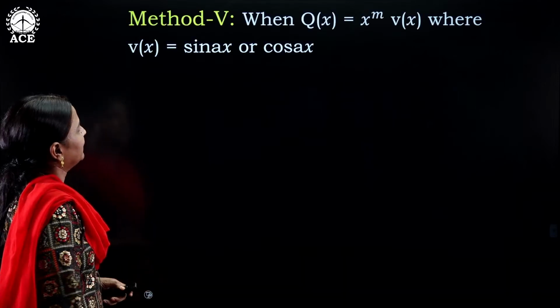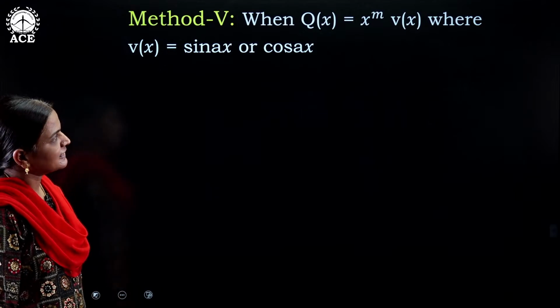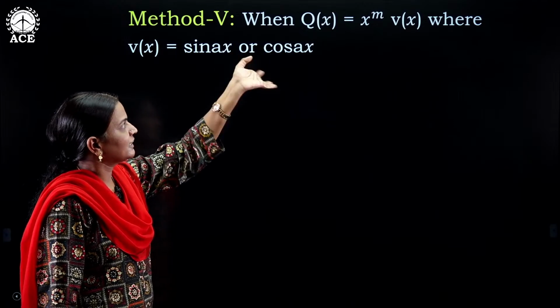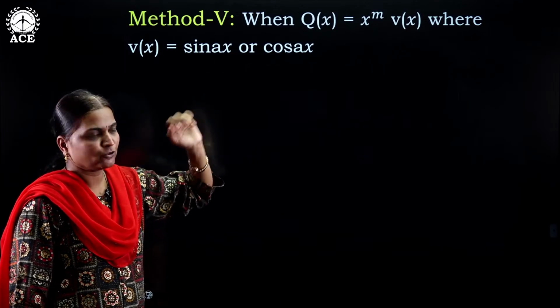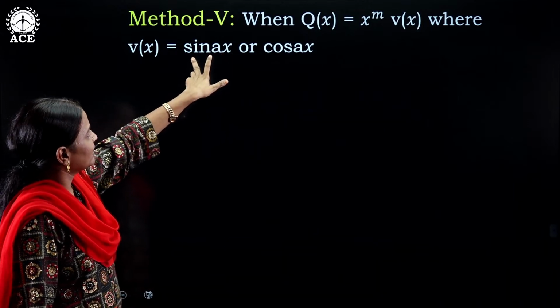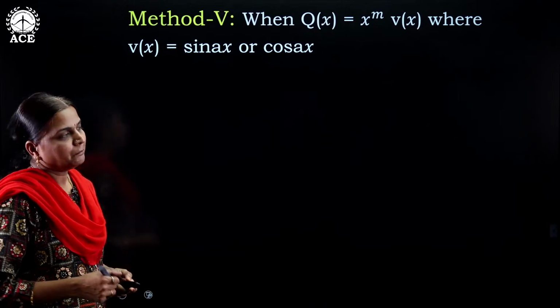Next, fifth method. When Q of x is equal to x power m into V of x, where V of x equal to sin x or cos x. Suppose when V of x equal to e power x, in this case don't go for the fifth method, directly apply the fourth method only. So where what is the V of x? Sin ax or cos ax. In this case, how to find the particular integral?